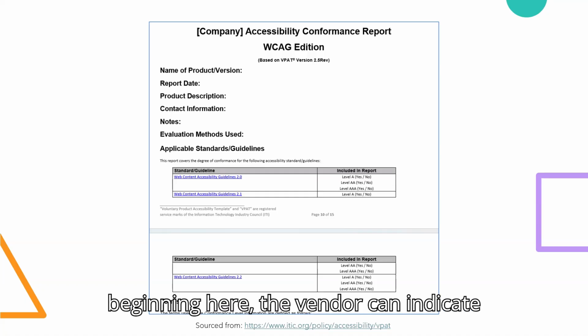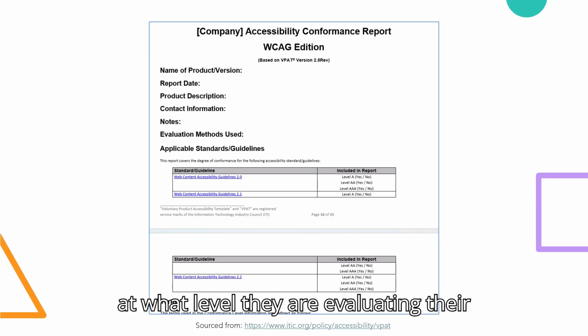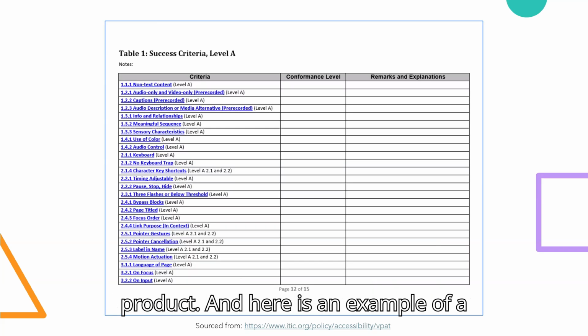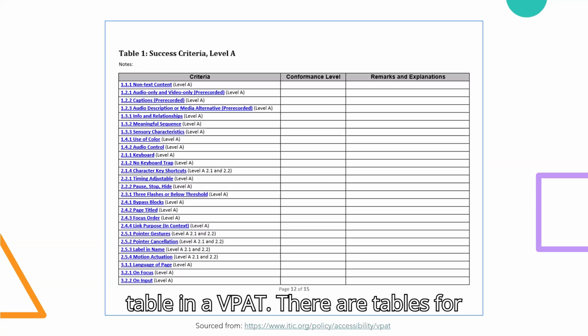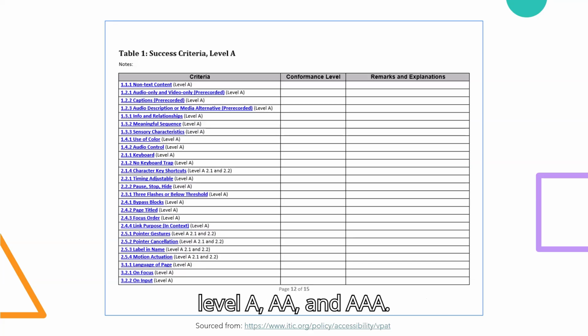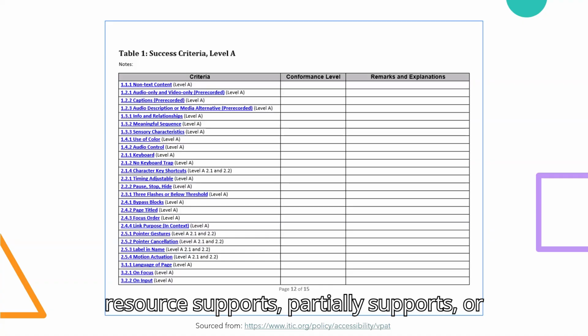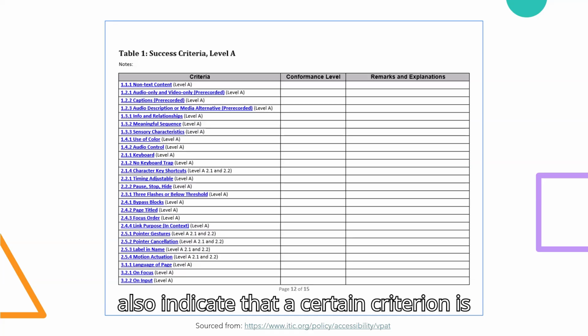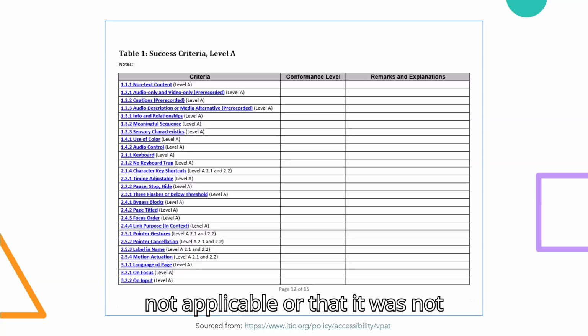At the beginning here, the vendor can indicate at what level they are evaluating their product. And here is an example of a table in a VPAT. There are tables for level A, AA, and AAA. The vendor will indicate in the conformance level column whether their resource supports, partially supports, or does not support the criterion. They can also indicate that a certain criterion is not applicable or that it was not evaluated.